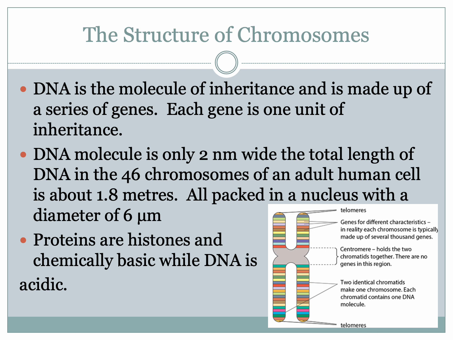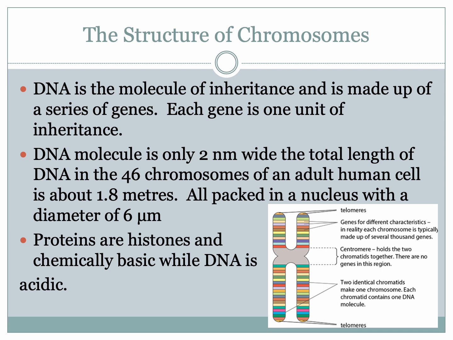DNA is the molecule of inheritance and is made up of a series of genes. Each gene is one unit of inheritance. A DNA molecule is about 2 nanometers wide, and the total length of the DNA in the 46 chromosomes of an adult human cell is about 1.8 meters. And it's all packed in a nucleus with a diameter of about 6 micrometers.